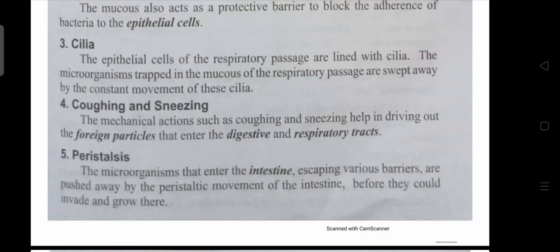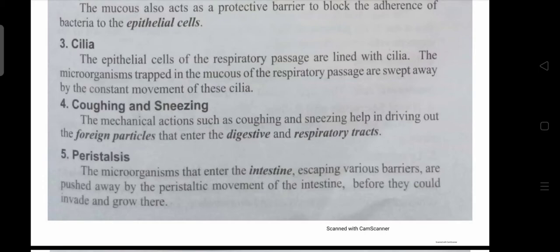Next one is peristalsis. It is a movement, right? Microorganisms that escape those barriers, skin, mucous membrane, and cilia, and reach the intestine are pushed away by the peristaltic movement of the intestine before they could invade and grow there.